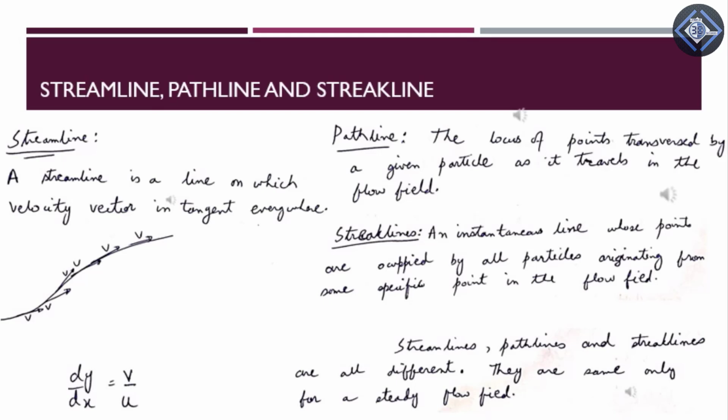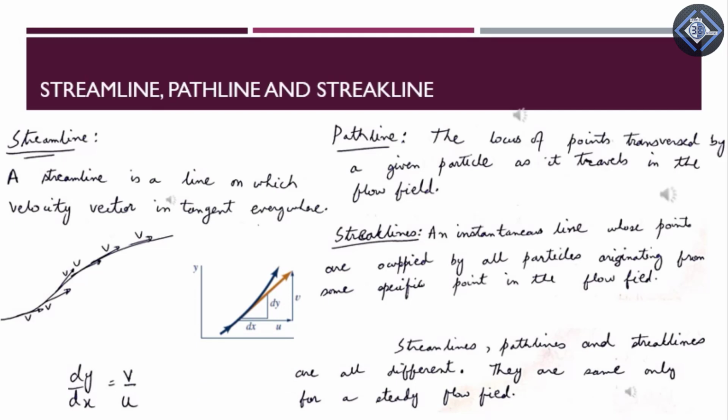So moving on, we will also study streamlines, pathlines, and streaklines. Streamline, we already had an introduction with. A streamline is a line which is tangent to the velocity vector everywhere. An equation of a streamline is given as dy over dx is equal to v over u. The figure that has now come on your screen explains why we have this equation dy over dx is equal to v over u.